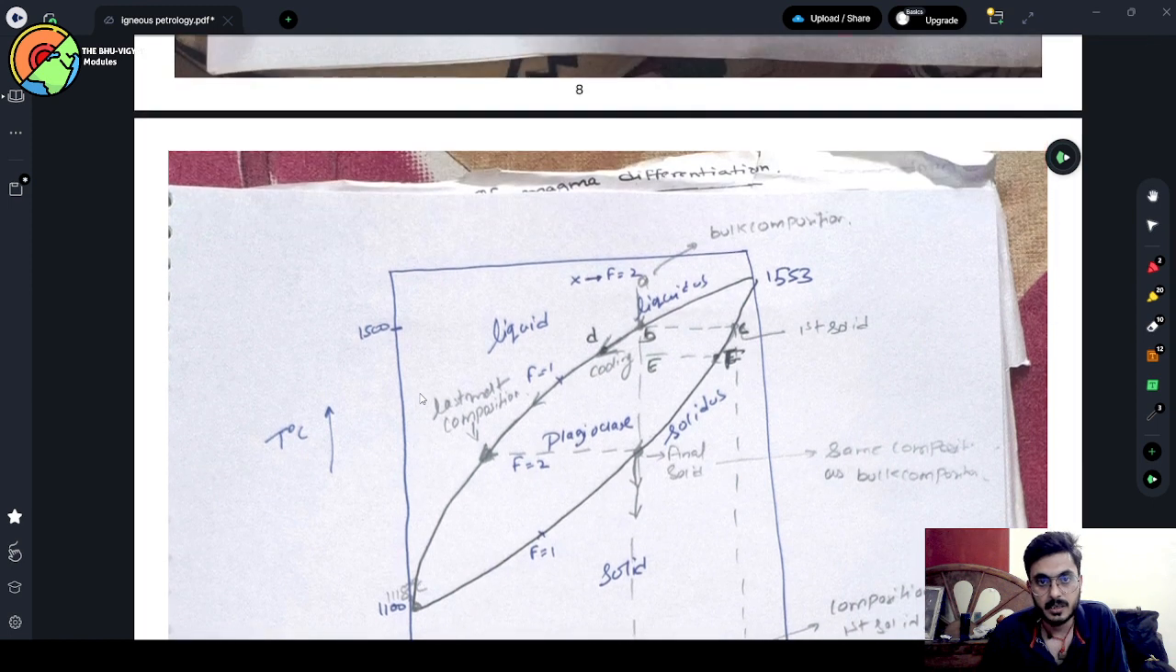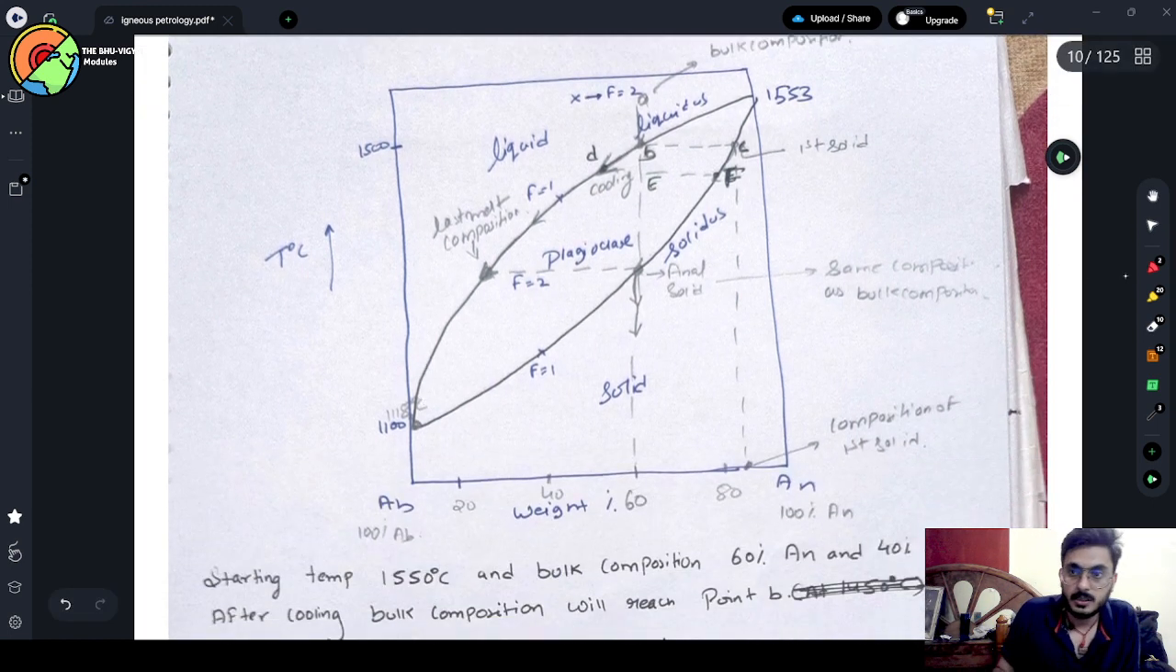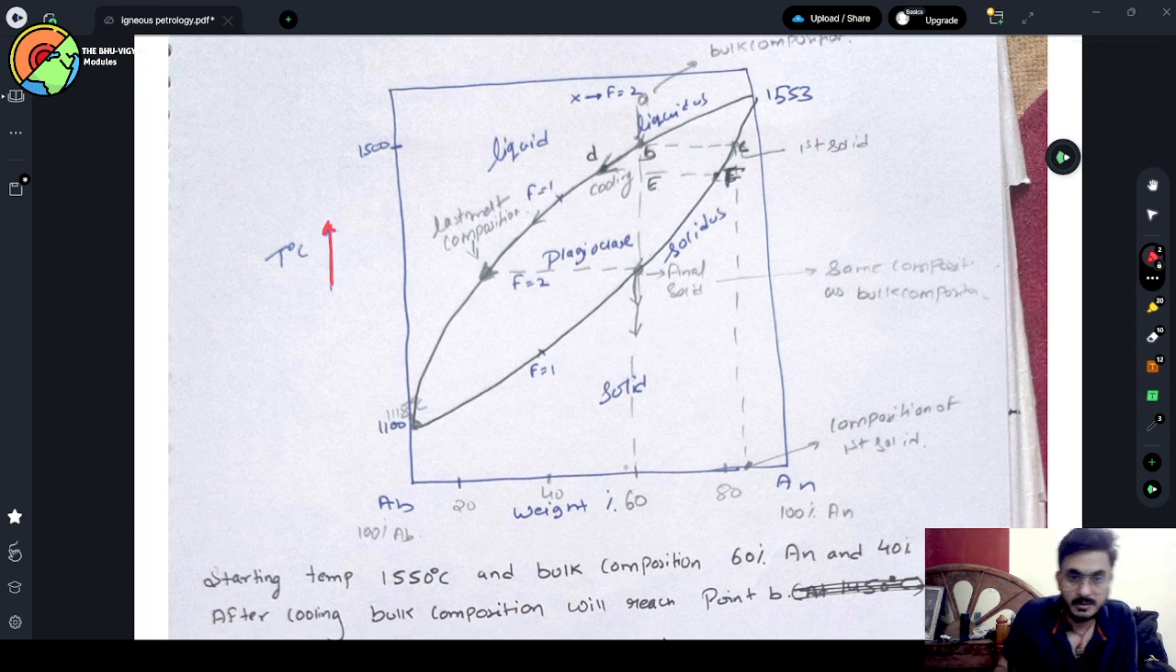Now after this we will see this binary graph. Here the y-axis represents the temperature and the x-axis represents the composition. Suppose the bulk composition is at point A. This phase is entire liquid, and here is the complete solid. If we crystallize A from here, when it hits the liquidus, we measure the composition by projecting it onto this side. This is the place where the first solid forms.